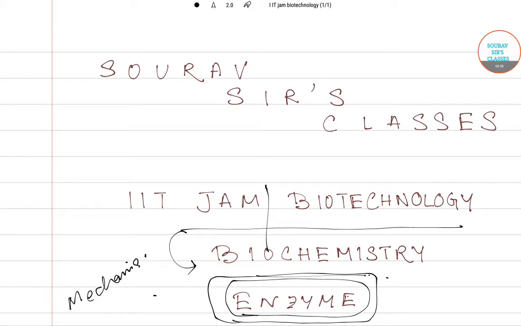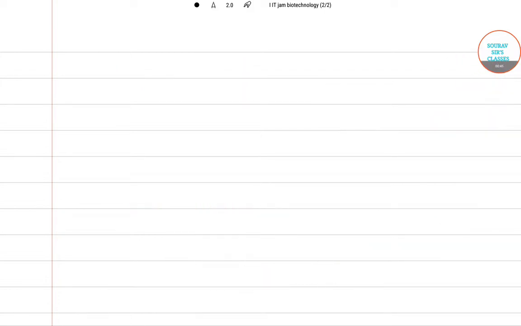Mechanism of action of enzyme. So let's get started. Enzymes are effective catalysts. The main work of an enzyme is to catalyze a reaction, so it acts as a biocatalyst. Now this catalytic activity commonly enhances the reaction rate by a factor of 10 to the power 5 to 10 to the power 7.